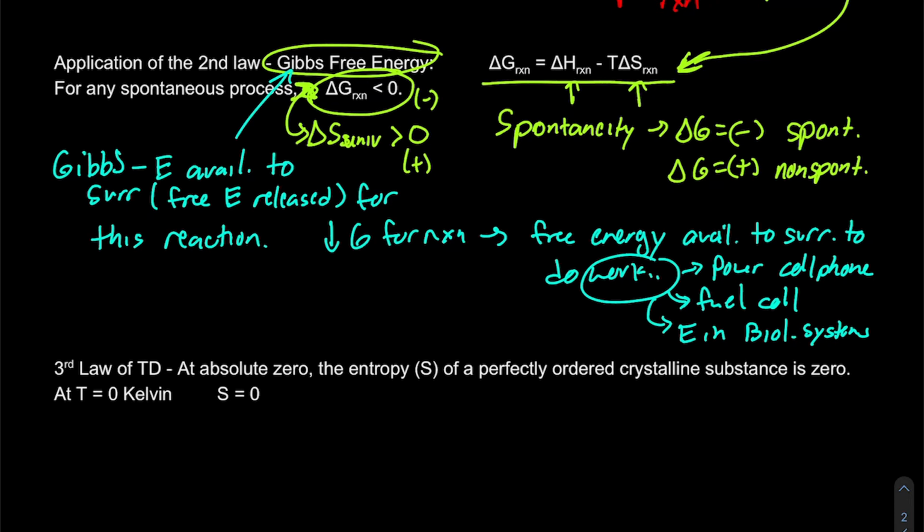And we see that this is an application of the second law, because the sign of delta S for the universe tells us what sign we would get for our delta G to make it spontaneous. And we're going to look at an application of this a little bit later in this video.